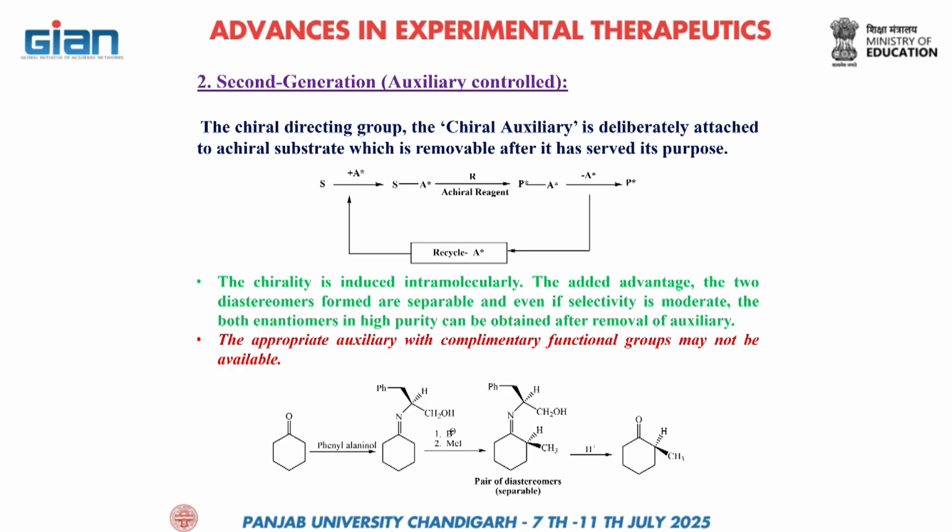So what we do in this, the chiral directing group, the chiral auxiliary is deliberately attached to the achiral substrate, which is removable after it has served its purpose. आपने फर्स्ट जनरेशन में क्या देखा कि कार्बोनाइल के एडजेसेंट पे दो ग्रुप प्लेस्ड हैं, एक हाइड्रोजन है और एक मिथाइल है. दे मस्ट बी डिफरेंशिएटिंग, तभी आप उनका यूज कर पाओगे. तो उन ग्रुप का काम क्या था? क्या उन्होंने केमिकल रिएक्शन में कोई पार्टिसिपेट किया? नहीं. उन्होंने तो फेस को, प्लेन को डिफरेंशिएट किया. कैसे डिफरेंशिएट किया? एक साइड मिथाइल है, दूसरी साइड हाइड्रोजन है.